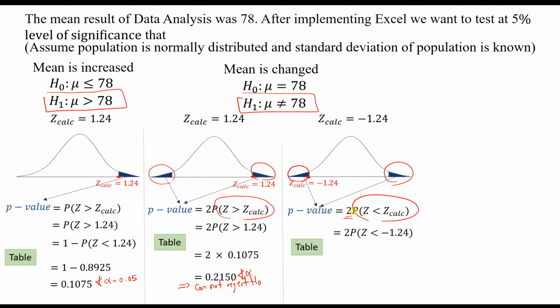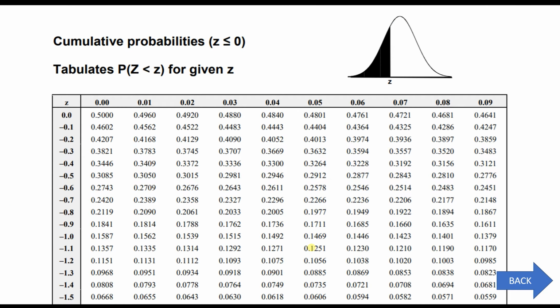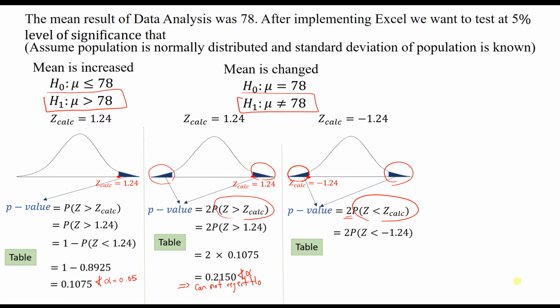So let's read this probability from the table. In the table, we find negative 1.2 and then 0.04, so that probability is 0.1075. And 2 times that is 0.2150. Again, it is not less than alpha. So again, here we say that we cannot reject H0. But if the p-value is less than alpha, we say that we can reject H0.